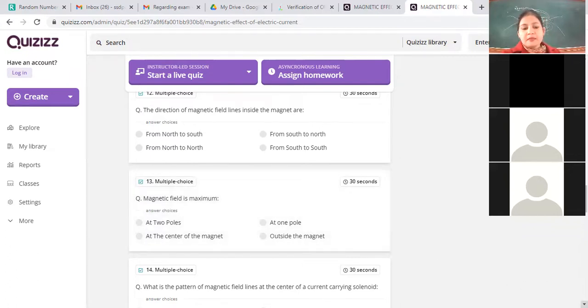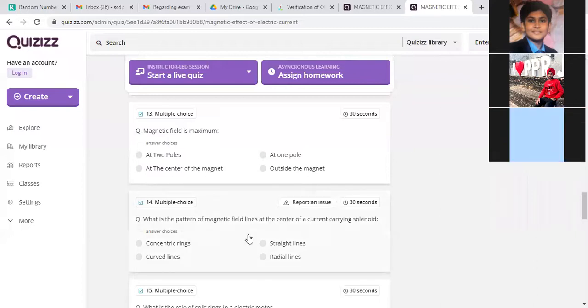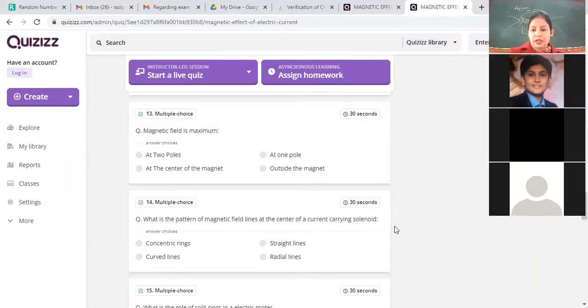Magnetic field is maximum at two poles, at one pole, at the center of magnet or outside the magnet? Yes, Harshit. At two poles. When we are having a bar magnet, around the poles, near the ends, magnetic field is maximum.